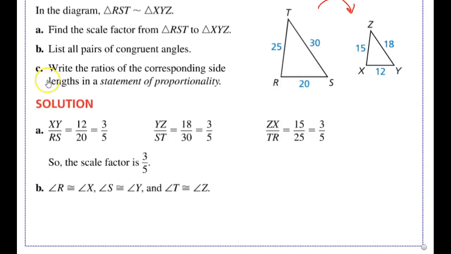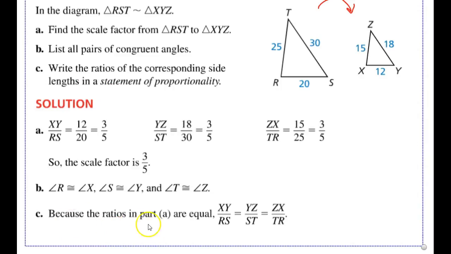Now for part C, I'm supposed to write the ratios of the corresponding side lengths in a statement of proportionality. Here's all I have to do. Because the ratios are equal in part A, I know that XY over RS is equal to YZ over ST, which is equal to ZX over TR. You'll see I have all of the side lengths of my small triangle on top and all of my big triangle on the bottom. It doesn't matter if the big triangle's on the top as long as they're all three the same.